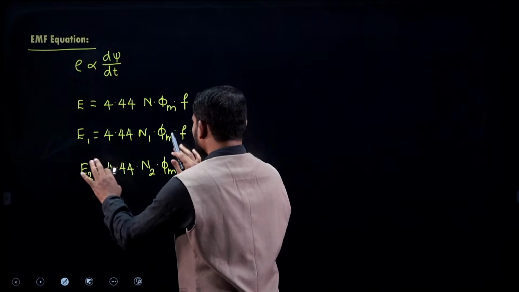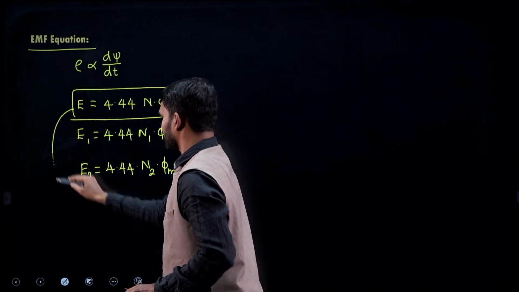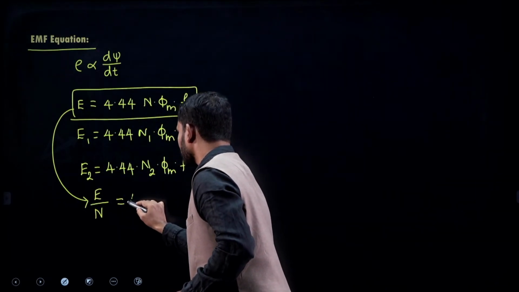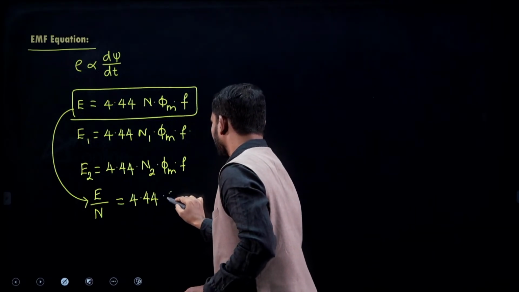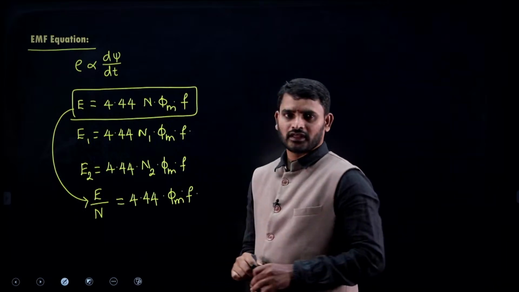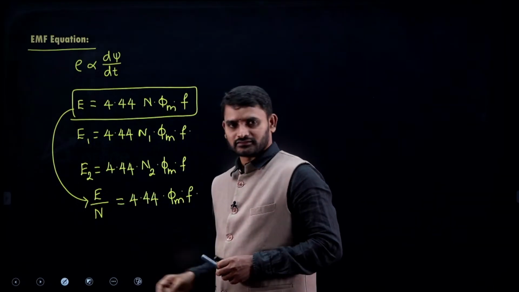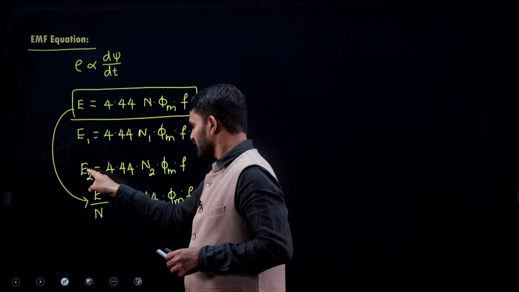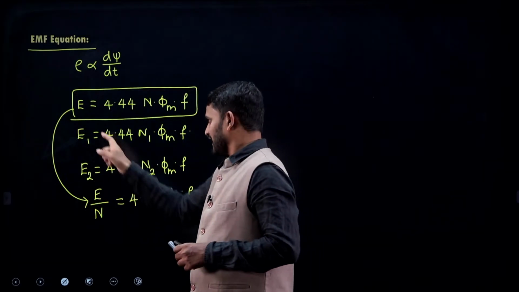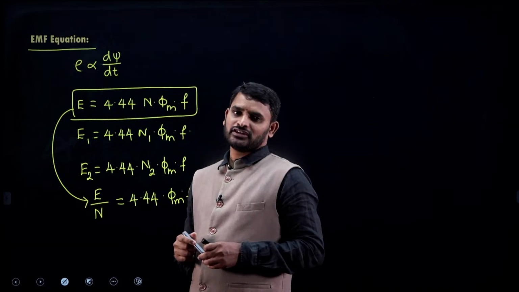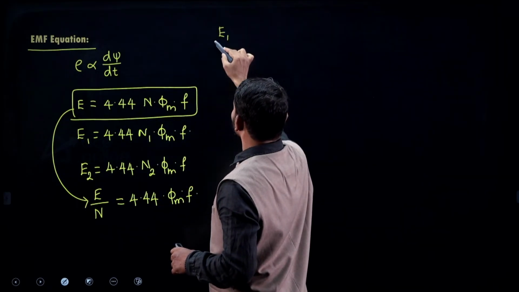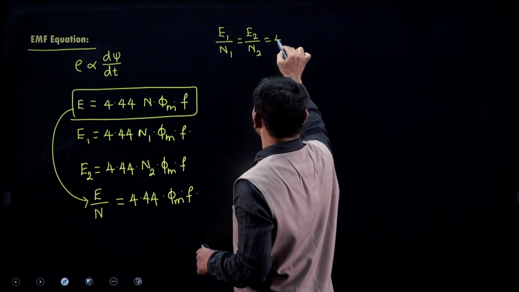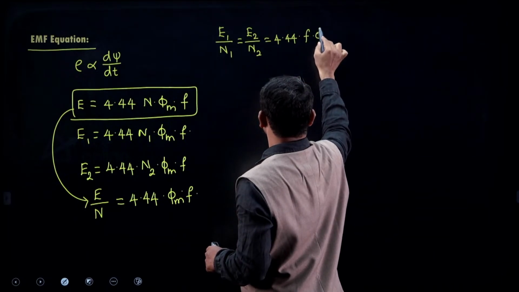Right. So, in general, I can write this equation as E divided by N is equals to 4.44 into phi m into F. So, what does it mean? EMF per turn is going to be equal on both the sides. You take up E1 by N1, you take up E2 by N2. E1 by N1, E2 by N2 will be equal. So, E1 by N1 is equal to E2 by N2. So, how much is that? 4.44 into F into phi m.